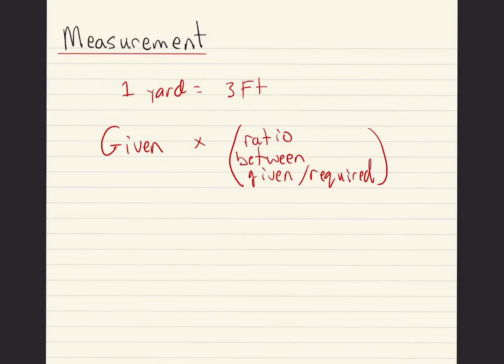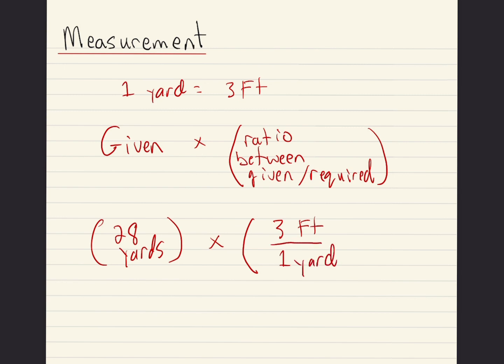So when it comes to converting between empirical measurements and standard measurements, we have to pay attention to the measurement ratio. In this case, 1 yard is equivalent to 3 feet. In order to convert yards to feet, we take the given amount in the question, which is 28 yards, and then multiply it by the ratio between the given and the required. Now the required is in feet, so it's 3 feet per 1 yard. That is the given ratio.